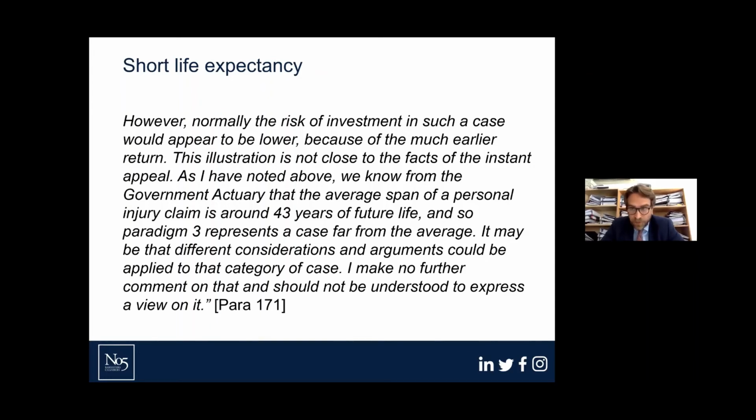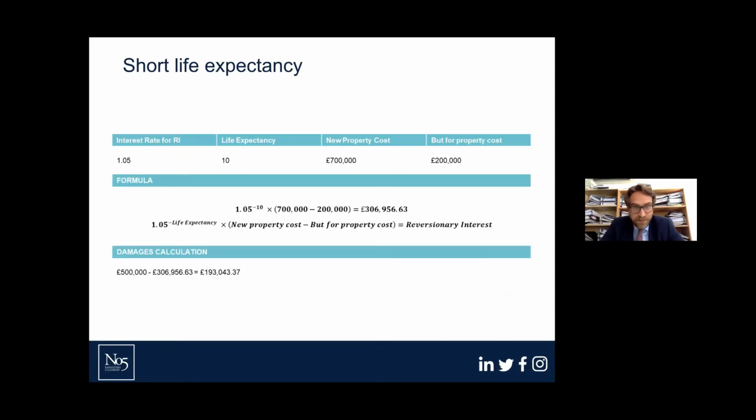And the problem should be obvious to all of you. It is this: the shorter the life expectancy, the more valuable the reversionary interest is, and therefore the greater the shortfall will be between what the claimant needs and what the claimant is awarded. Next slide. Thank you, Lois, you preempted me.